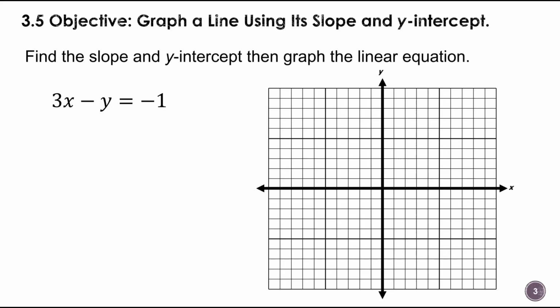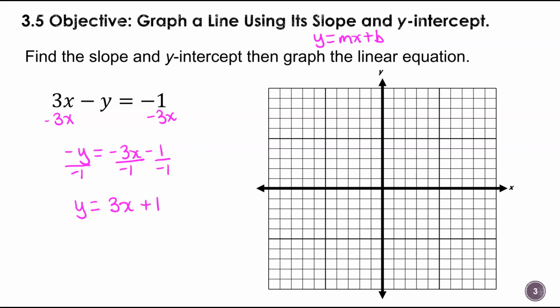So we're going to put this in slope-intercept form, which hopefully you recall is y equals mx plus b form. So we're going to solve for y by subtracting the 3x. And then divide each term by -1. So y is 3x plus 1. Notice that I'm dividing by a negative, so that switches the signs of everything I was dividing.